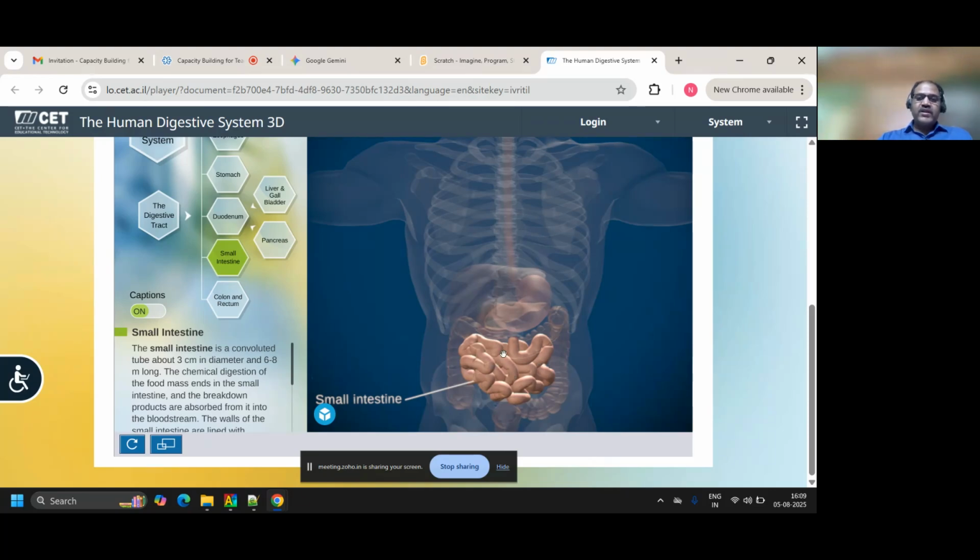So the digestion happens right from the mouth. Some amount of digestion happens, but to absorb all the material, it has to go through the small intestine.